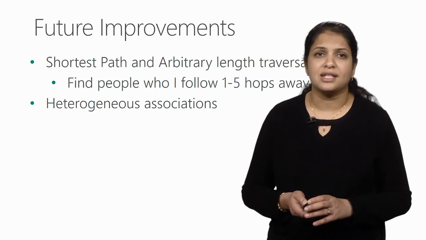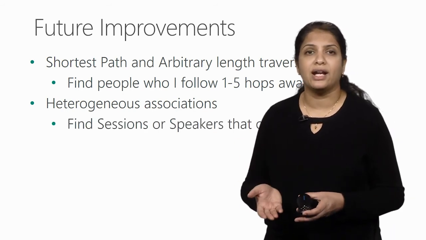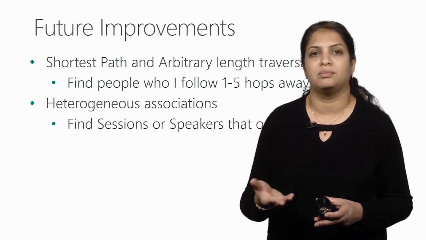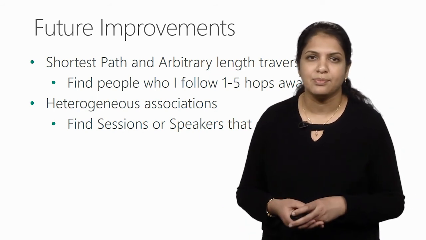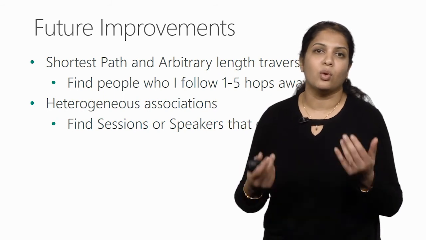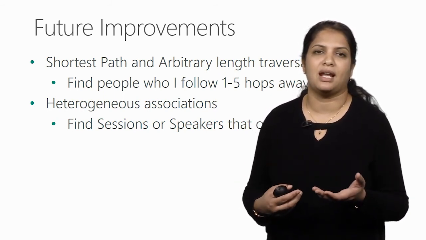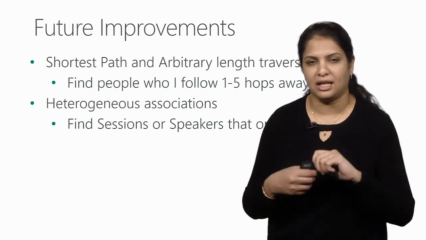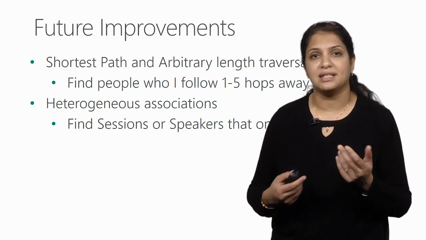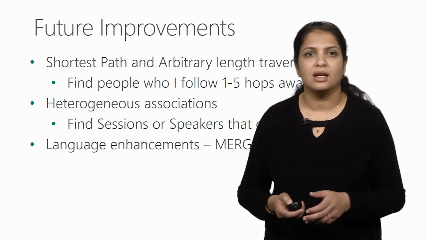We are looking into heterogeneous associations. For example, if you want to find sessions or speakers that I like, now, session and speaker, both of them are different kind of entities. And if I want to find what all sessions or speakers I like, today I'll have to write a union query or 2 different queries and then aggregate the results. So we are trying to make this easier using a single query.